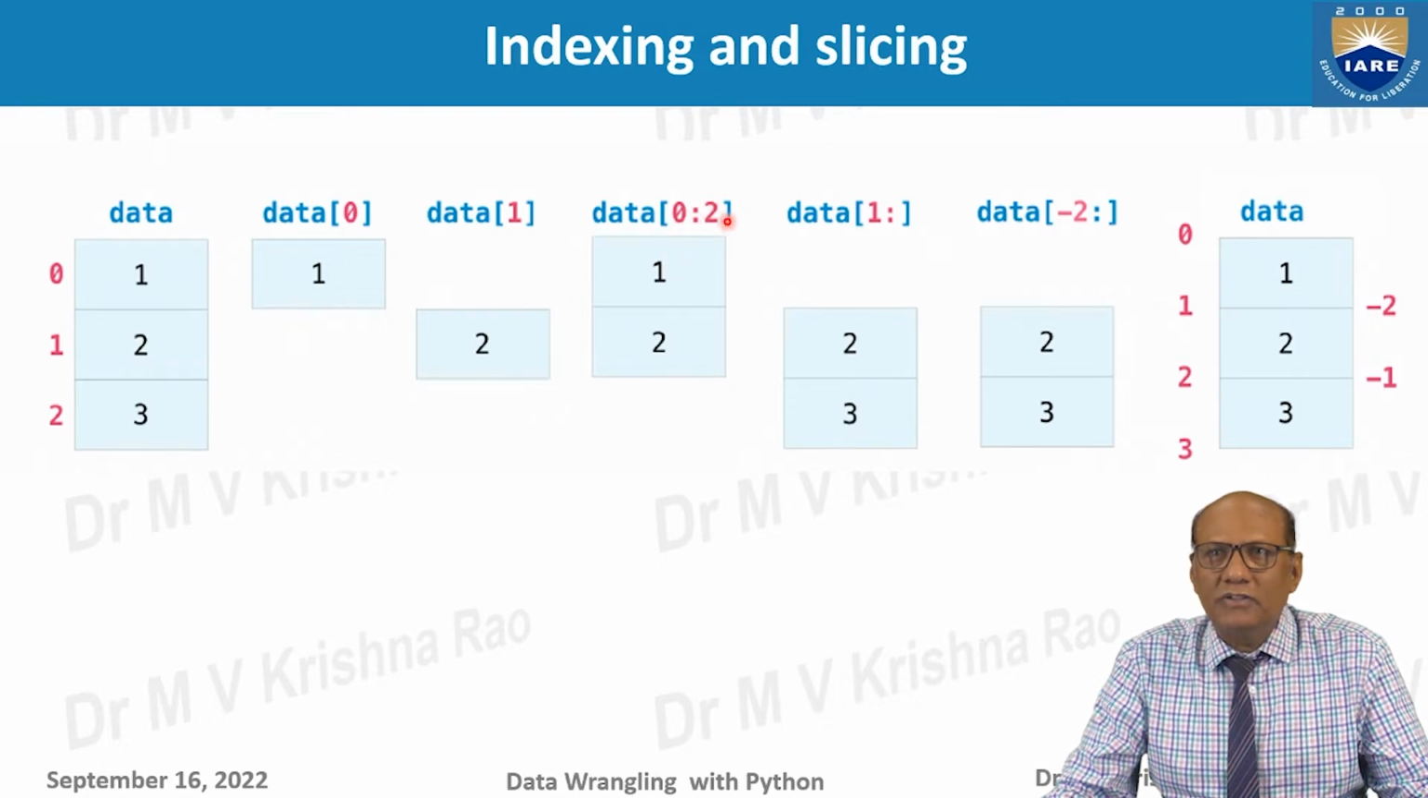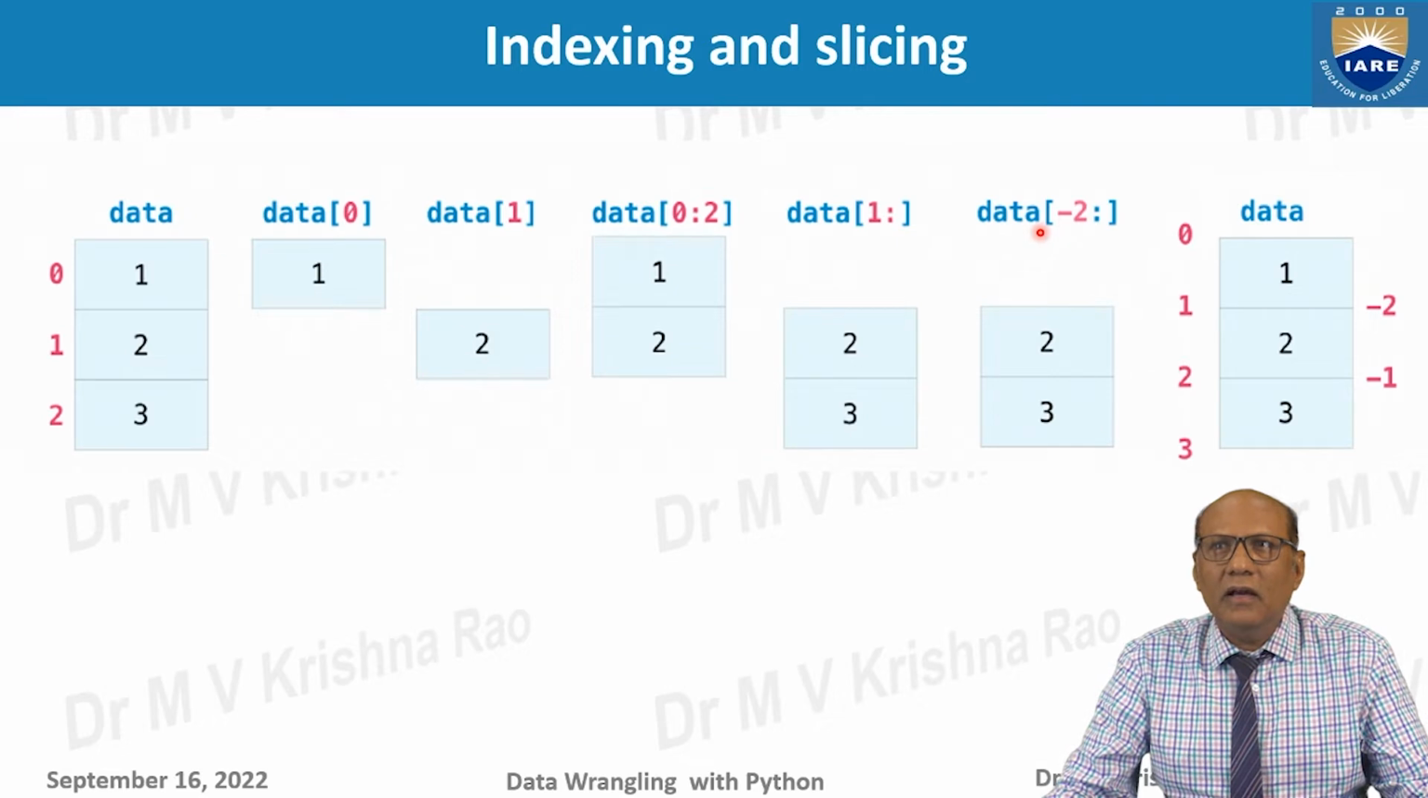0 and 1. That means excluding the end index, it is 0 and 1 only. This is the 0th element, this is the first element. Then data starting from index 1 means the 0th index, 1 and 2, so starting from 1 till the end. This is data 1, data 2, so 2, 3. Then data minus 2, starting from minus 2 to the end.